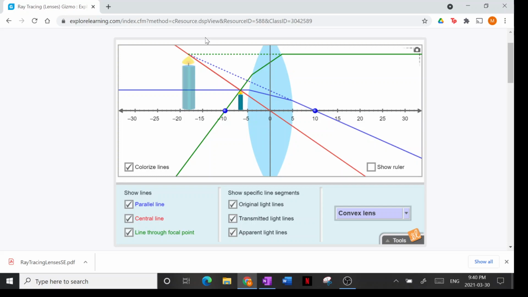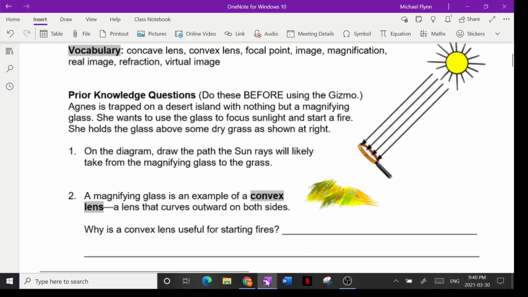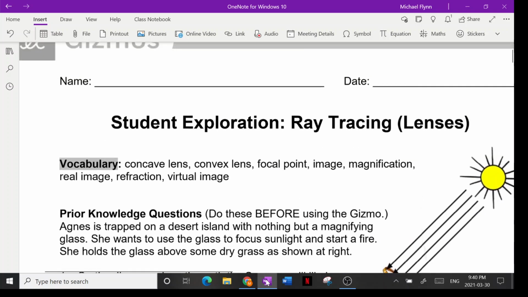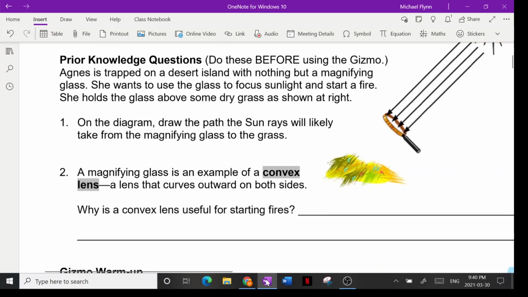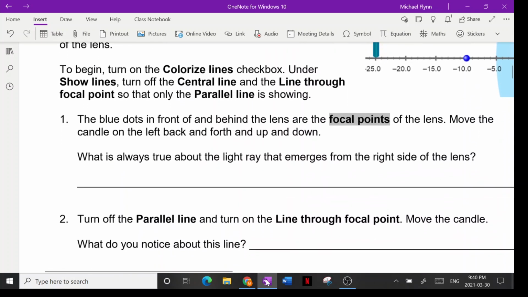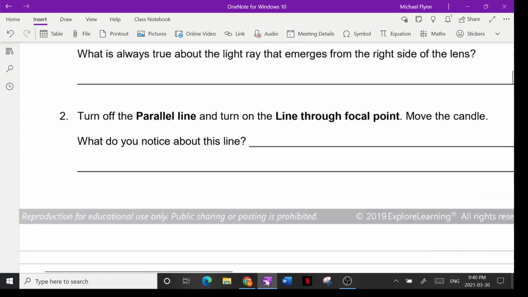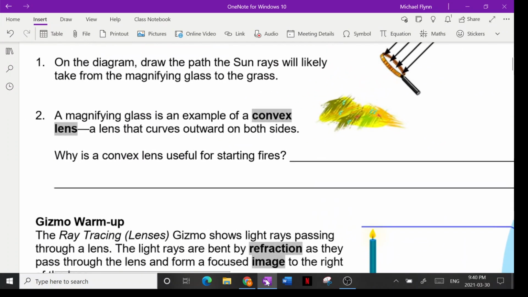All right, so that's it for this. Now you understand the convex lens, and that's all I'd like you to do today. So here, let's go to OneNote. Here we have this ray tracing activity with Gizmos. So again, use the student logins that I gave you before. The purpose is to get some working understanding of how convex lenses work. So here, I'm going to ask you to try to answer these questions.